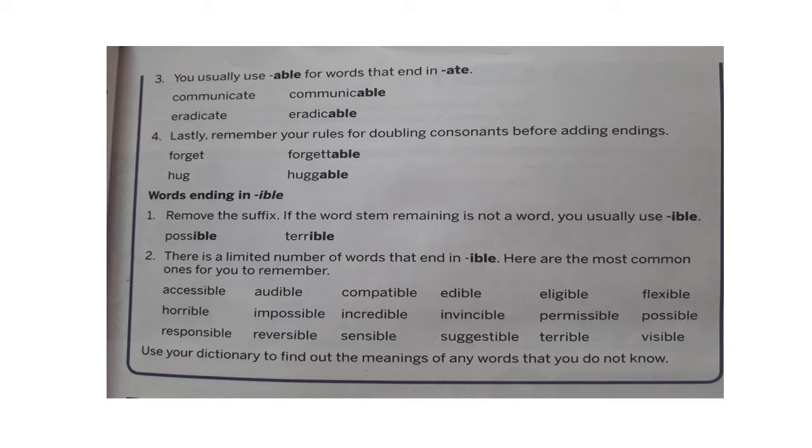Now words ending in IBLE. Remove the suffix. If the term remaining is not a word, you usually use IBLE. Possible, because this is not an independent word, so you have to use IBLE. Possible. Terrible. 2. There is a limited number of words that end in IBLE.